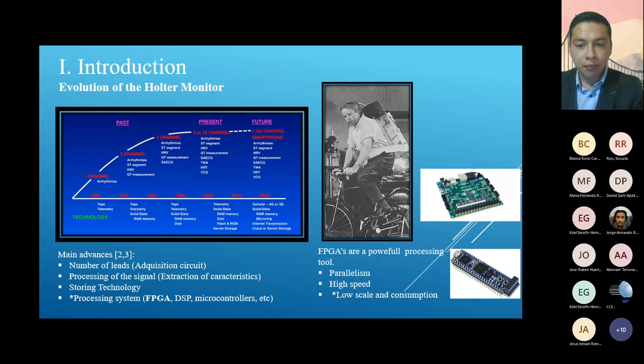In fact, FPGAs have proved to be a powerful tool in biomedical signal processing. Their main features are parallelism, which allows executing simultaneous processes, and high speed. Another important feature is the low integration scale and low power consumption of the development board, such as a Cmod A7 of Digilent.